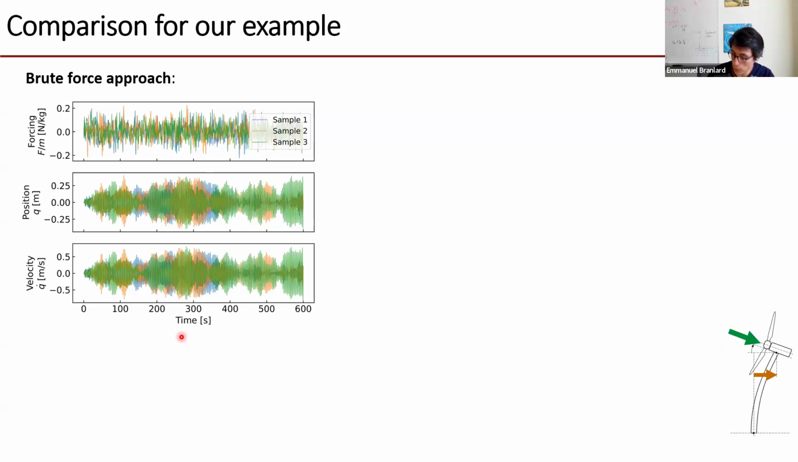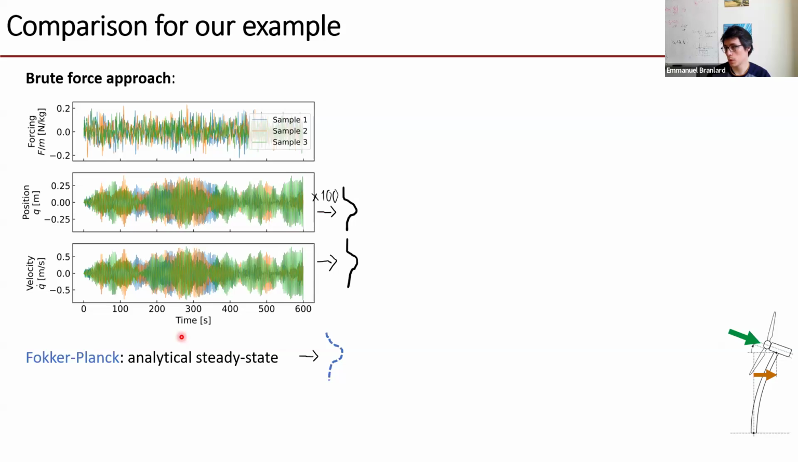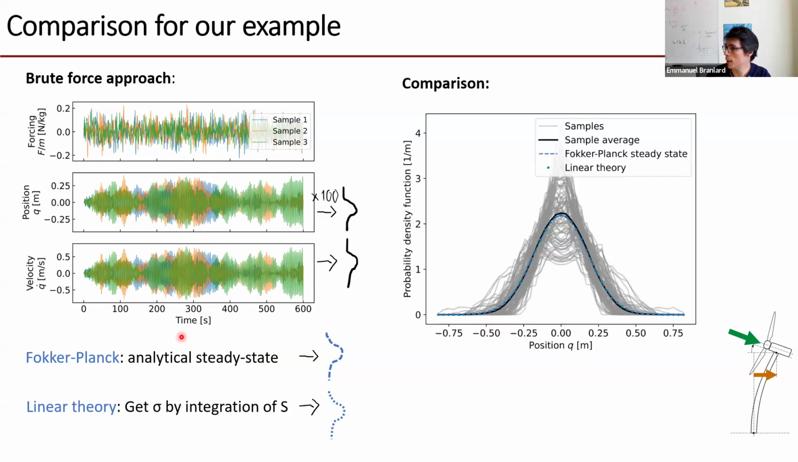I forgot, I have a comparison of results. So brute force approach, we do this 100 times. We look at what is the probability density function of the states, the position and velocity. We do it the Fokker-Planck way. We do it the linear theory way. And then the linear theory gets us the standard deviation, and then we fit a Gaussian with this standard deviation. And so this is how the results look.